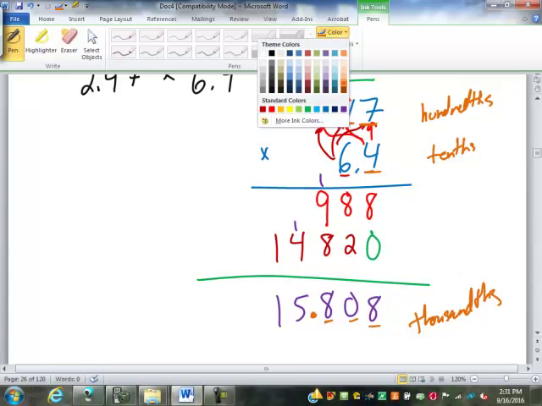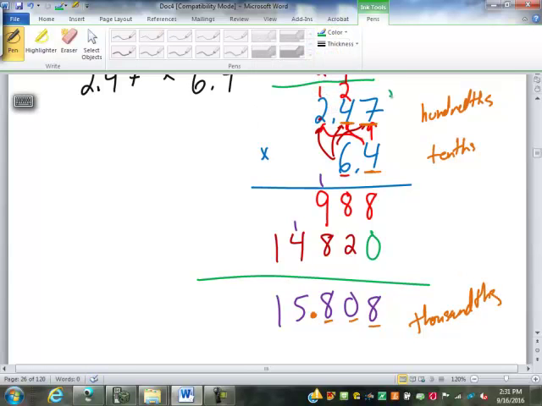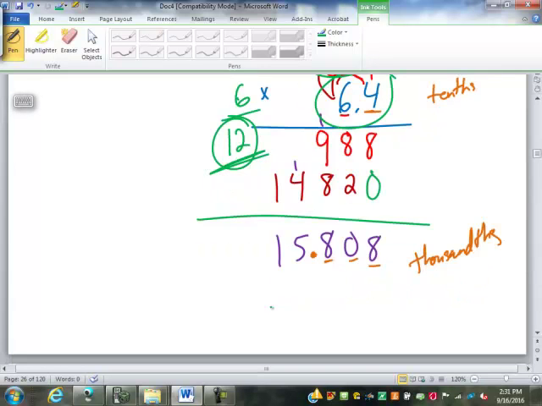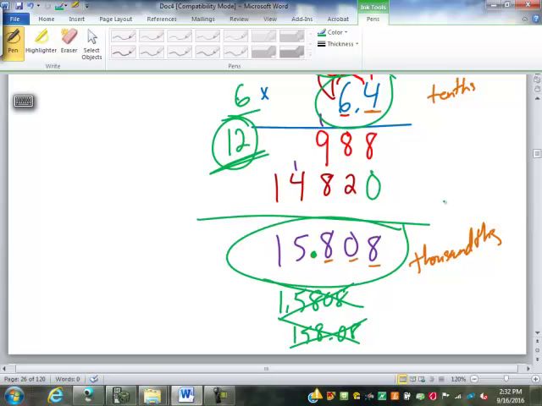But there's another way of looking at that. This is about, what, 2 or 3? Probably closer to 2. This is 6 or 7, closer to 6. 2 times 6 is 12. I'm estimating this at about 12. 15 is a little off, but it makes sense. Would 1.5 make any sense? No. Would 158 make any sense? No. So that 15.808, that's the only place I can put my decimal in that answer for it to make any sense.